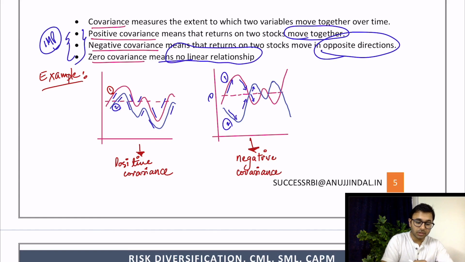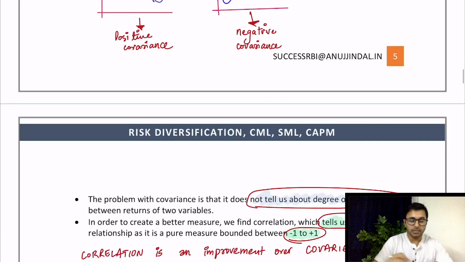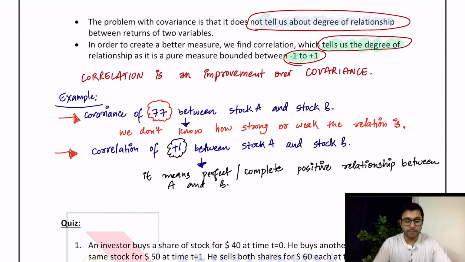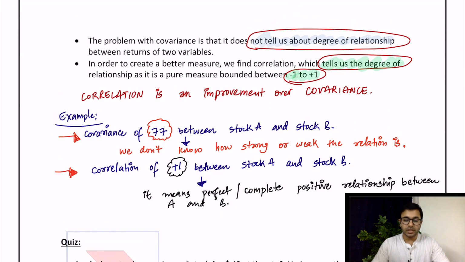So I would just mark it as important. Please try and remember this from the PDF once you go and read it. Okay. Now we have understood what covariance is, but the problem with covariance is that it does not tell us about the degree of relationship.